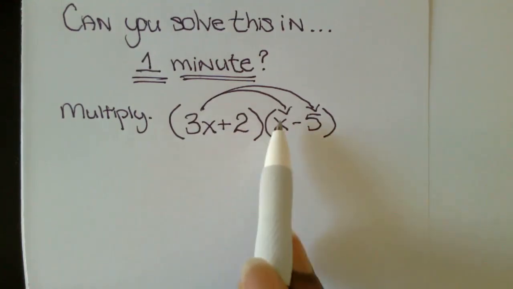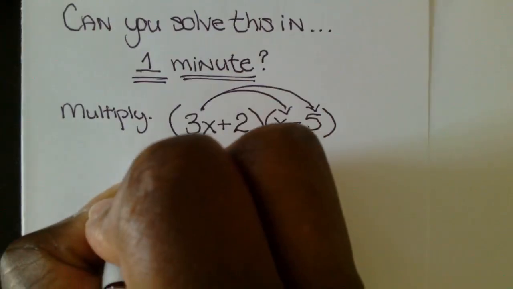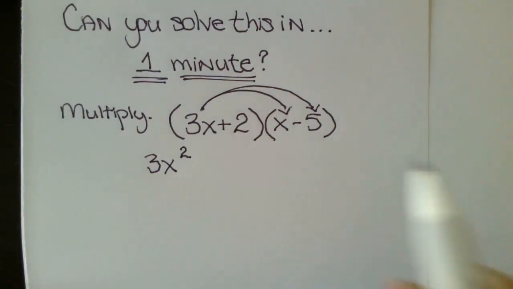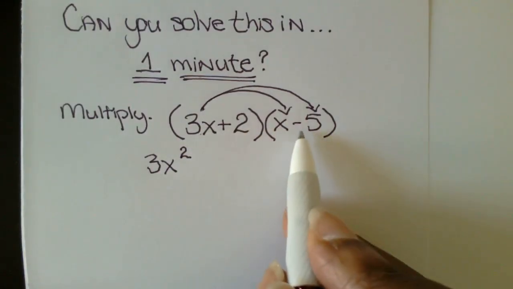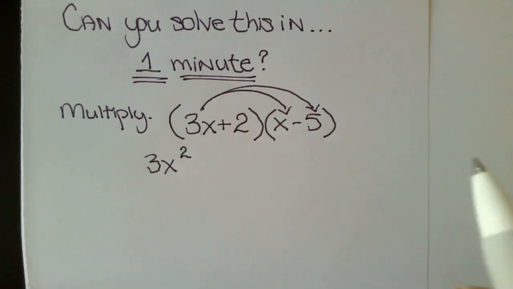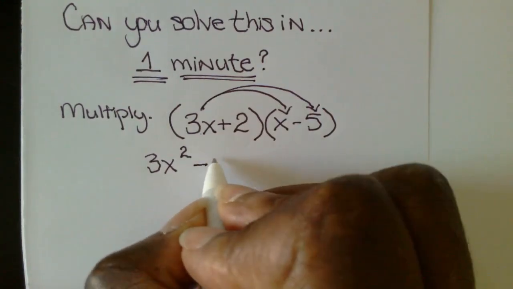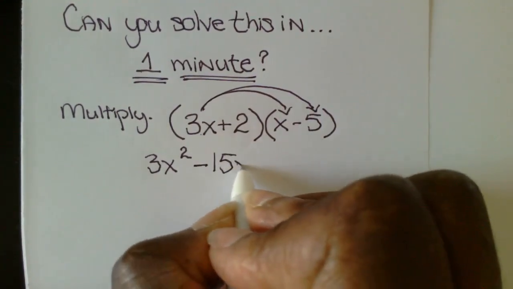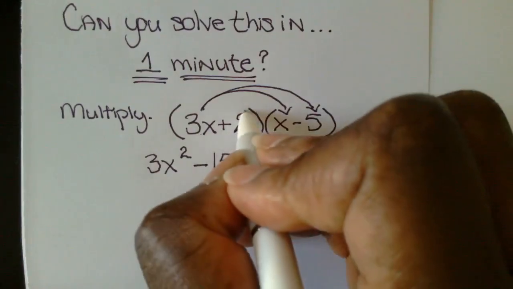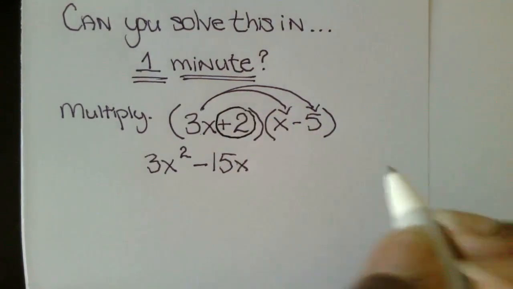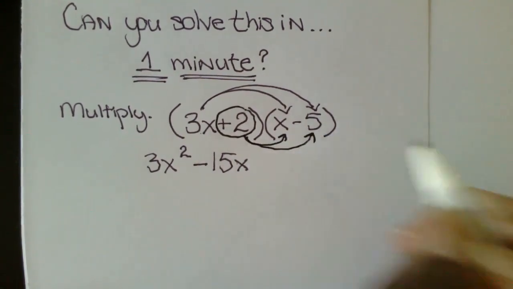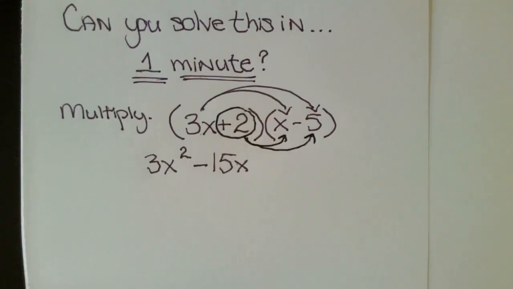So 3x times x, that gives me 3x squared. Then 3x times negative 5, not minus 5, negative 5, that will give us a negative 15x. So now you're going to take this positive 2 and you're going to distribute it to everything in the second parenthesis.